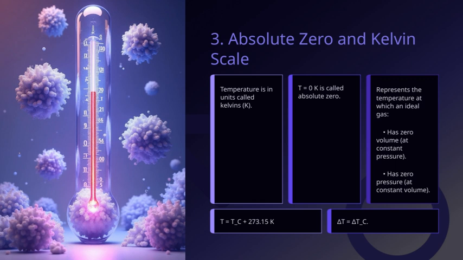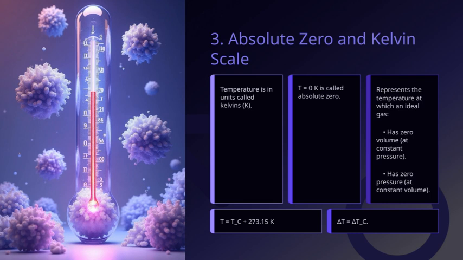The temperature at which an ideal gas reaches 0 kelvins is called absolute zero. This is the lowest possible temperature, where particles would be at their minimum energy state. To express temperatures relative to this absolute zero, we use the Kelvin scale. So T equals Tc plus 273.15 kelvins. This conversion links the Celsius temperature to kelvins, allowing us to measure temperature on an absolute scale.